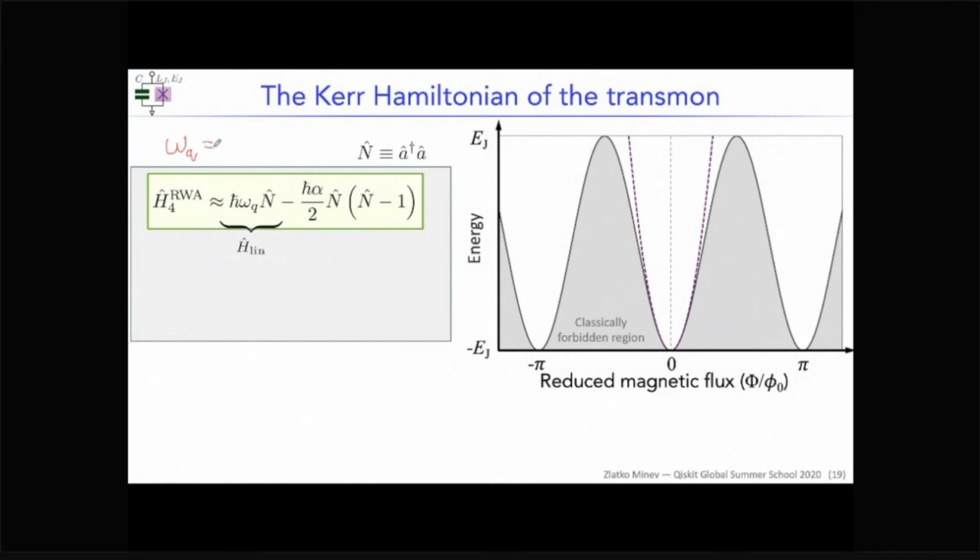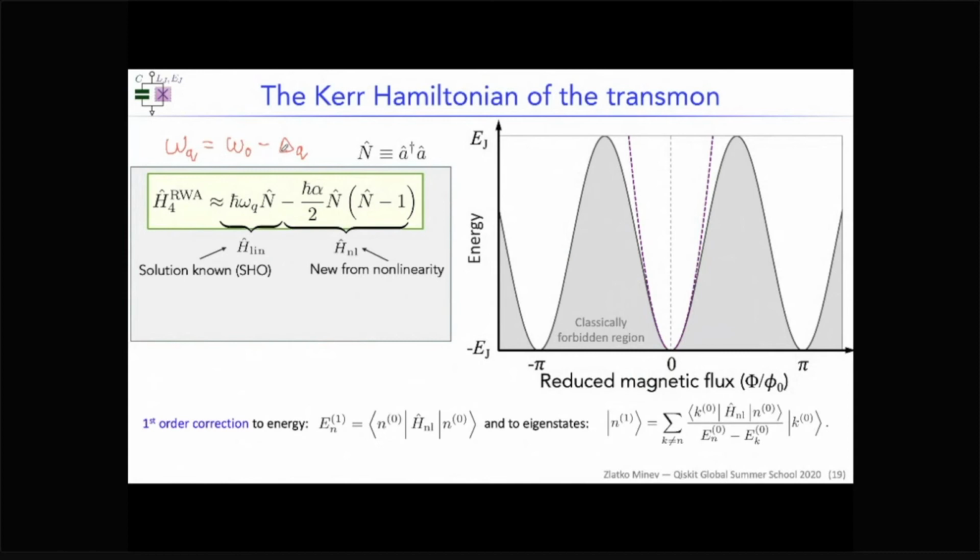The first piece is using omega q, which I'll define as the dressed frequency of the qubits. So it's omega naught, that's the frequency of the linear part of the qubit, minus delta q, where delta q is the lamb shift, or the dressing of the frequency by the nonlinearity, and H nonlinear is the nonlinear piece of this. Now the beautiful thing is that we know the eigenstates of the linear piece from the harmonic oscillator, our favorite bread and butter ingredient.